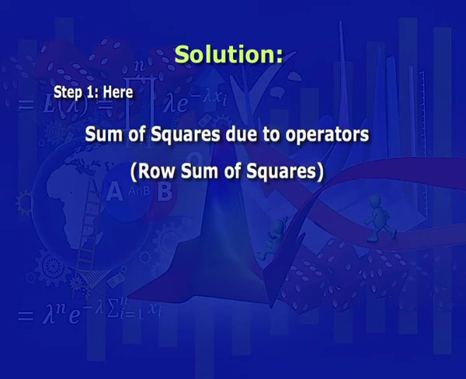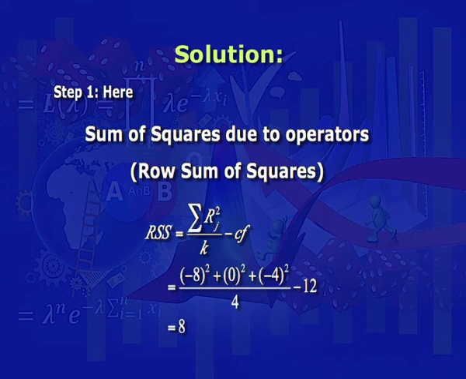Now, we calculate sum of squares due to operators, that means row sum of squares, which is given by RSS equal to summation Rj square divided by K minus CF. Substituting the values of the row total -8, 0 and -4 in the formula, we get -8 square plus 0 square plus -4 square divided by 4 minus 12, which comes out 8.